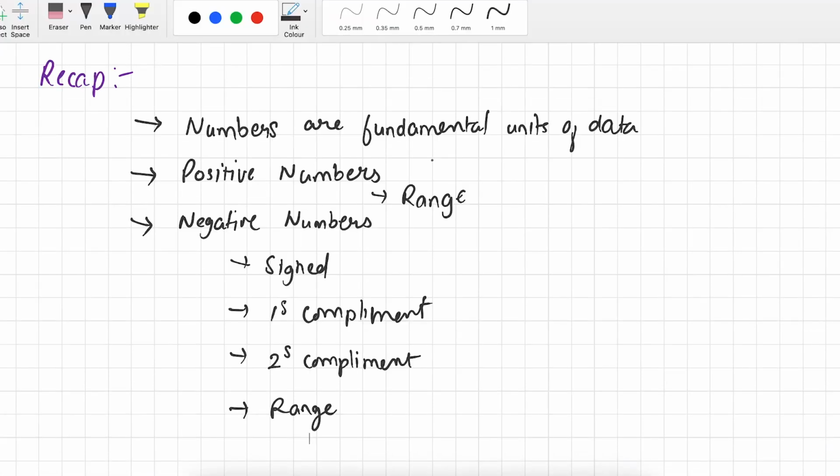So now let's have a quick recap of what we have learned so far. We have discussed numbers, and numbers are the fundamental units of data. Then we discussed positive numbers and the range of positive numbers, that is, how many numbers are possible if we have 4 bits. Then we discussed negative numbers, and we saw that if we consider negative numbers, we may face problems: 2 zeros, negative and positive, and not being able to perform arithmetic operations. We saw 3 approaches to solve the problem. One is using the sign bit, second is finding the ones complement of a negative number, and third is finding the twos complement of a negative number. The third approach is efficient and works fine in all cases.